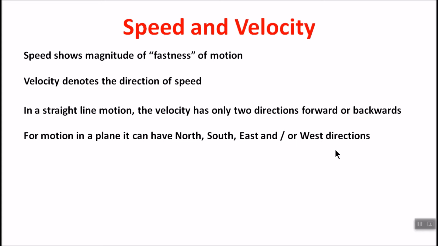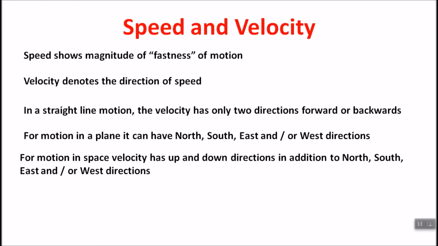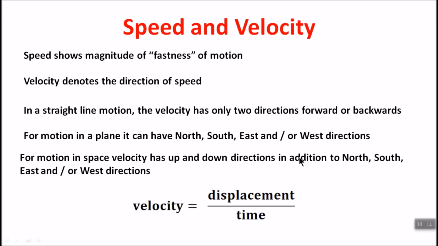And for motion in a plane, it can have north, south, east and west directions. If something moves with a certain speed in space, in addition to these four directions, there can be up and down directions also in the velocity. And velocity is defined as displacement by time.